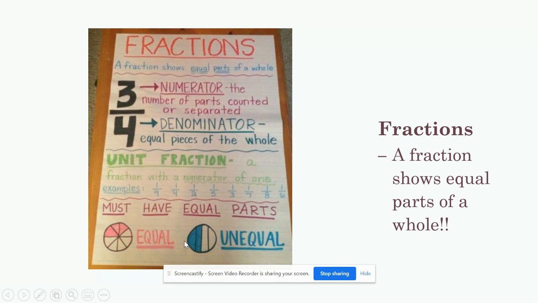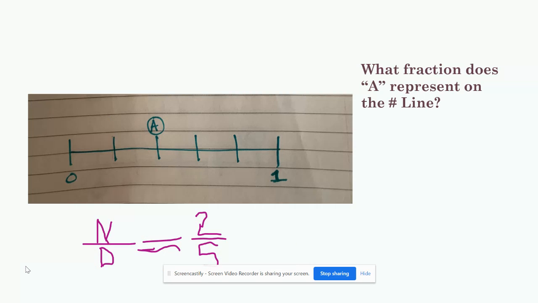This shows not equal. Well, why? These two are very similar. Most likely these two are equal, but then the end pieces are not equal compared to the middle pieces. So this is a no-no. In fractions, this is not showing equal parts. This is showing equal parts. Just remember, a fraction shows equal parts of a whole pizza, of a whole candy bar, of a whole table, okay? It shows parts of a whole.